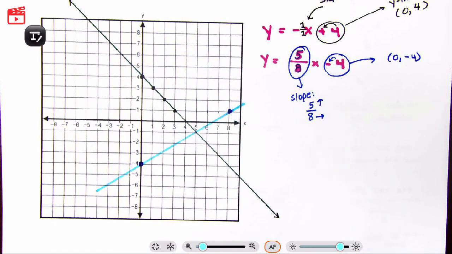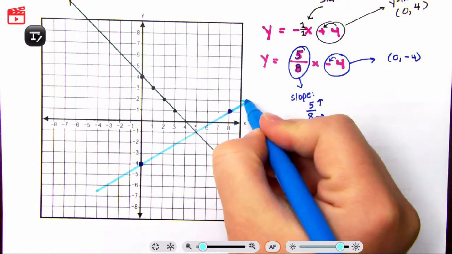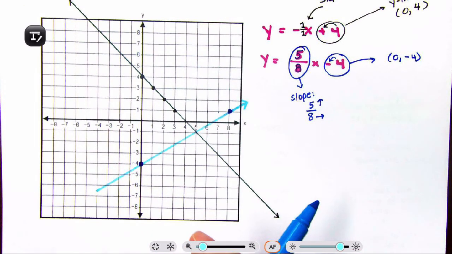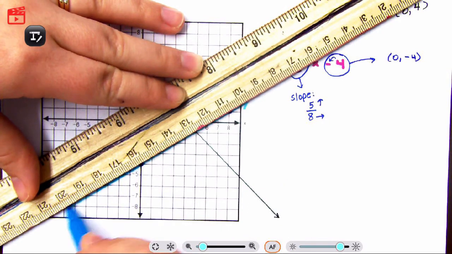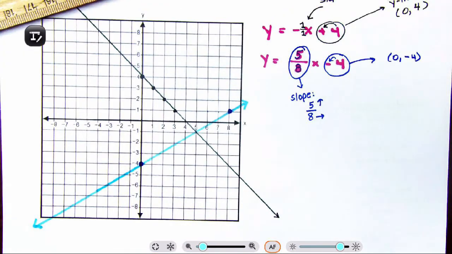There it is. Now I should extend my line a little bit more. Notice how this line cut off a little bit, so let me do that. Okay, just like that. You want to extend it.